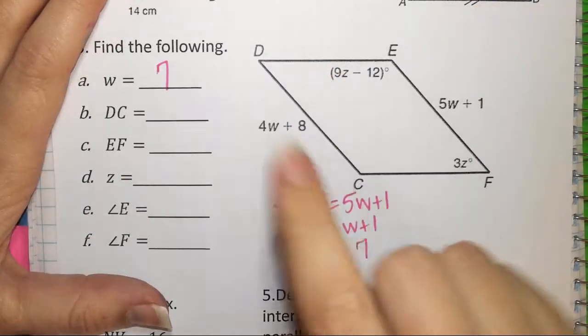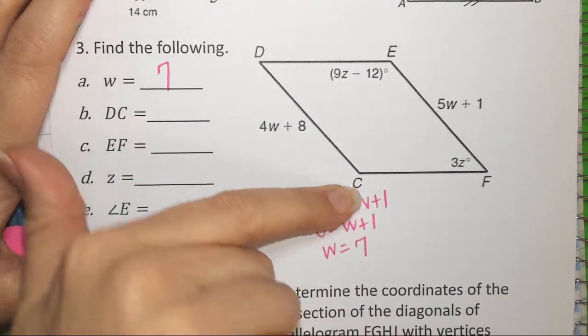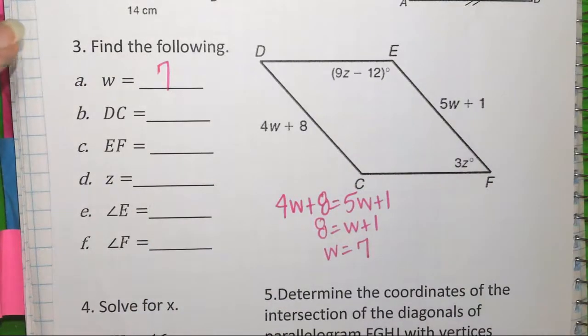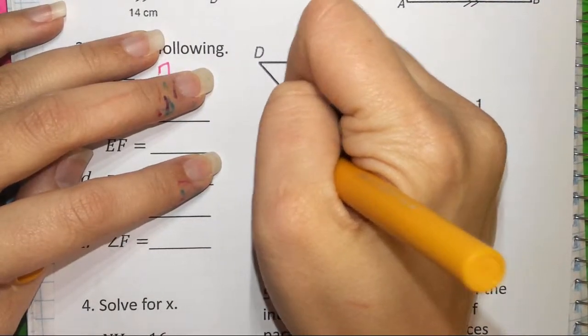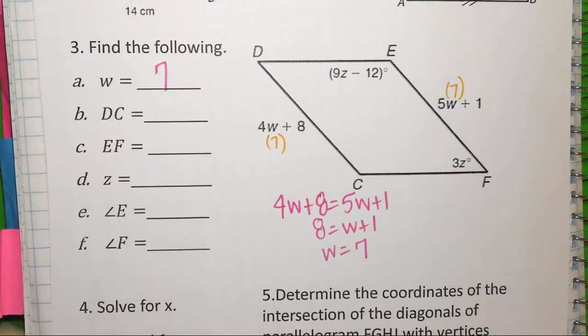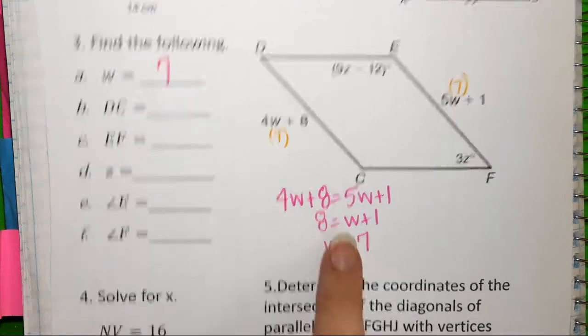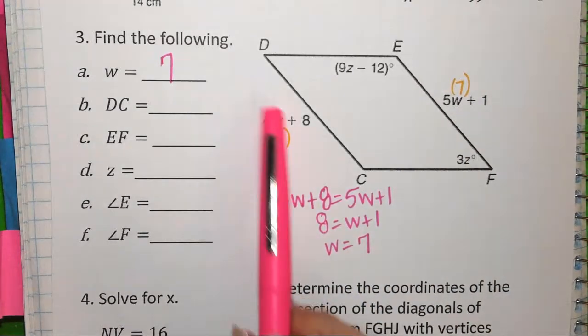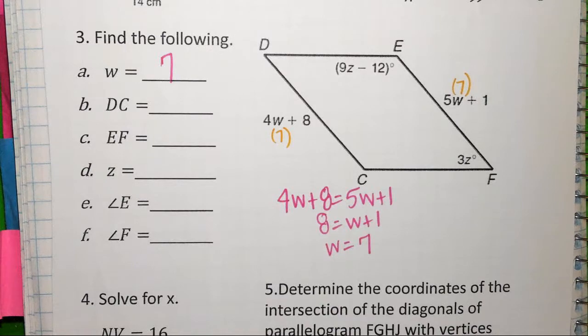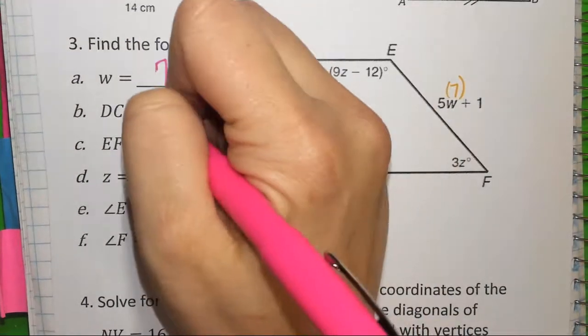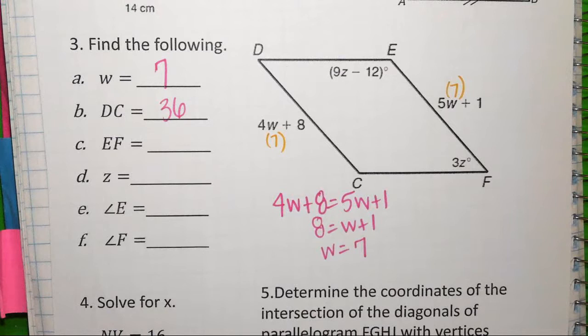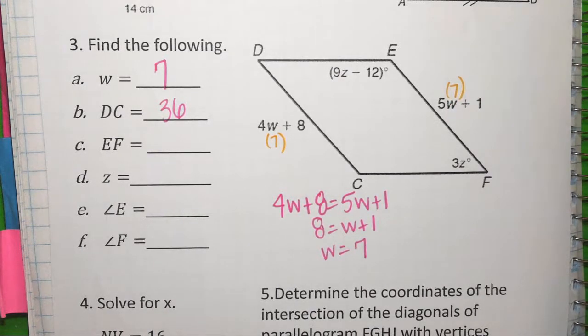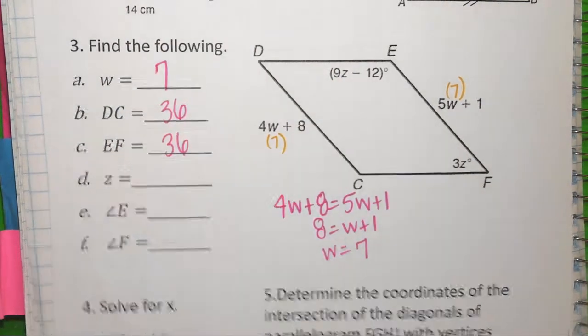So how would we find DC? If W is 7, how would we find the length of this side right here? We would plug in the 7. Good. So you would plug 7 in here, and you would plug 7 in here. Now we want to do it to both sides so that we make sure we solve this right. Don't just assume that they're congruent. So what's 4 times 7? 28. And what's 28 plus 8? 36. Good. Alright, what's 5 times 7? 35. And what's 35 plus 1? 36. Alright, those are congruent. We did that right. Great job.